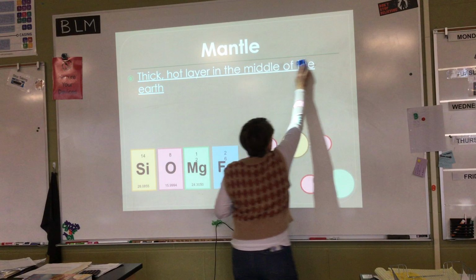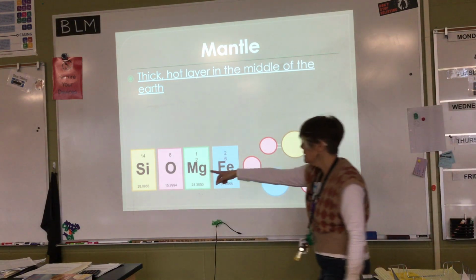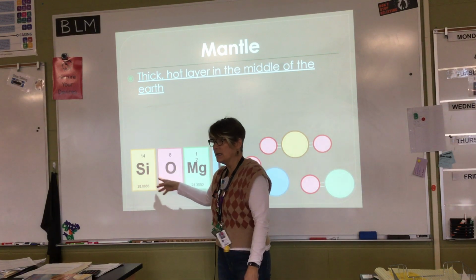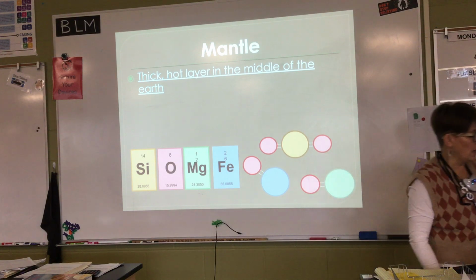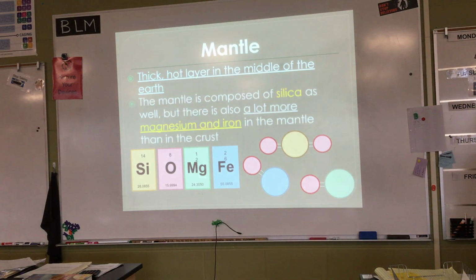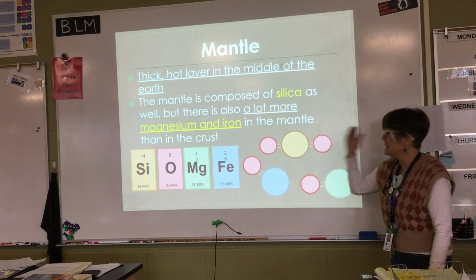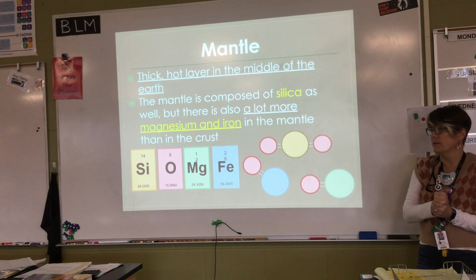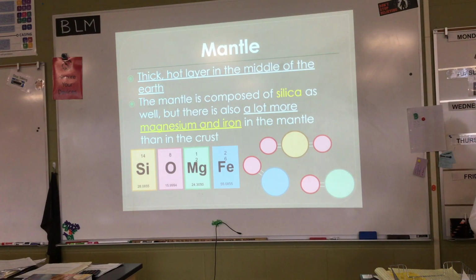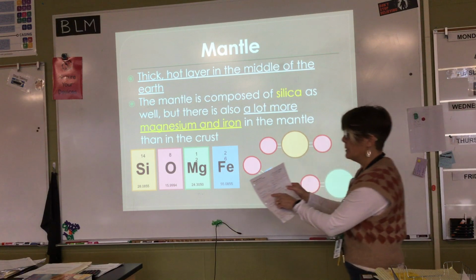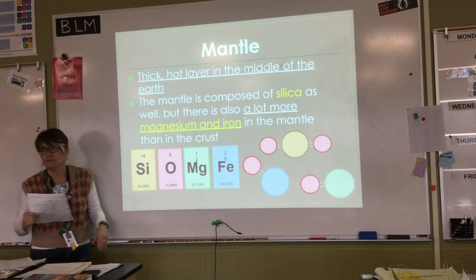Now, if we look below, what are the things that are in this layer? We know we've got silica. We know we've got oxygen, just like the crust. But now we have even more of these two others. So the mantle is composed of silica, but there's a lot more magnesium and iron in the mantle than there is in the crust. So Asa, do you see where you're writing that? Composed of some silica, but mostly you're going to put more magnesium and iron.